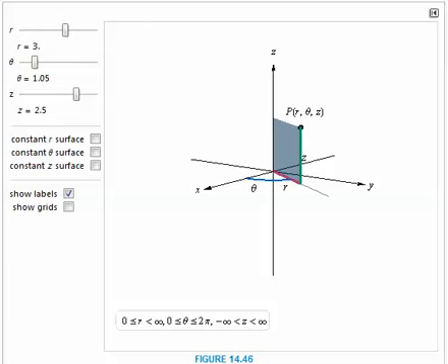14.5 Triple Integrals in Cylindrical and Spherical Coordinates.